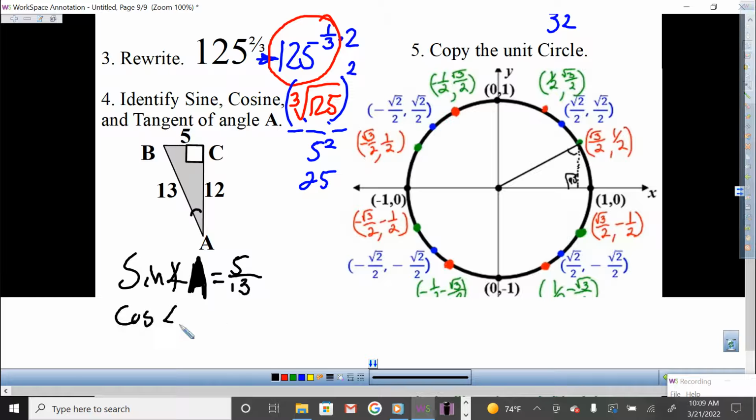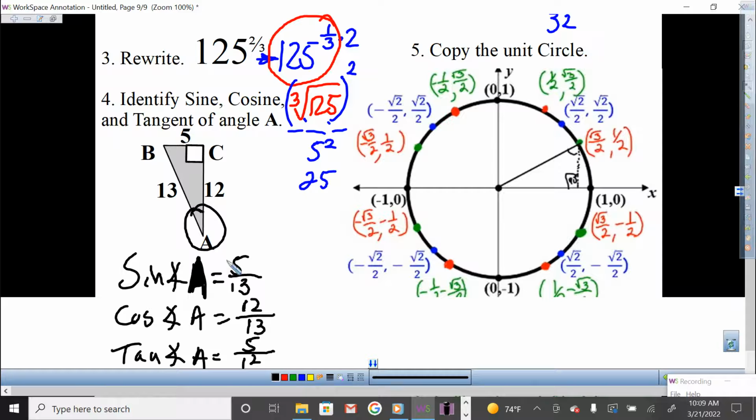Cosine angle A. Leo, what'd you get? Well, it's right there. Cosine is adjacent over hypotenuse. So which side is adjacent to angle A? 12 over, what is the hypotenuse? The longest side is the hypotenuse. 13, thank you. Tangent angle A. 5/12, let's see. Opposite over adjacent. That is correct.